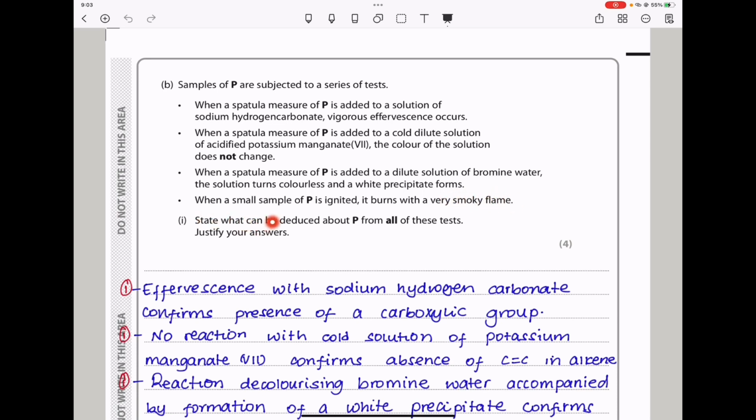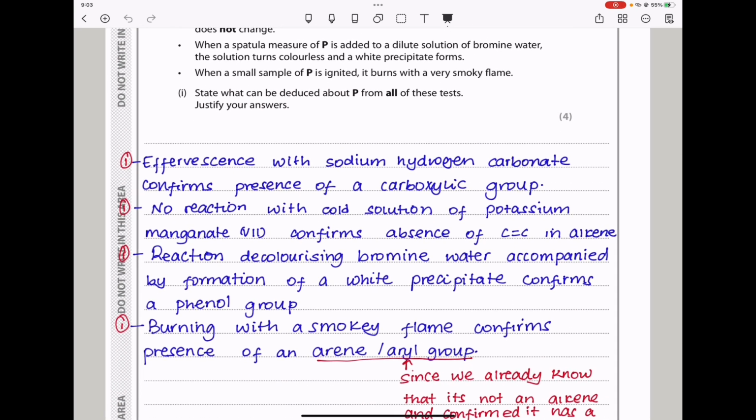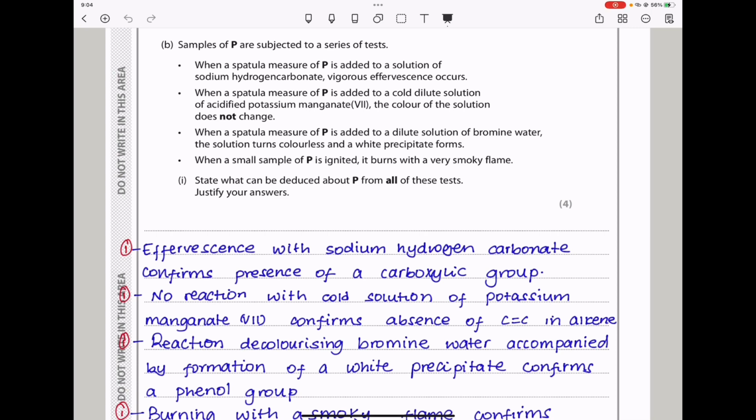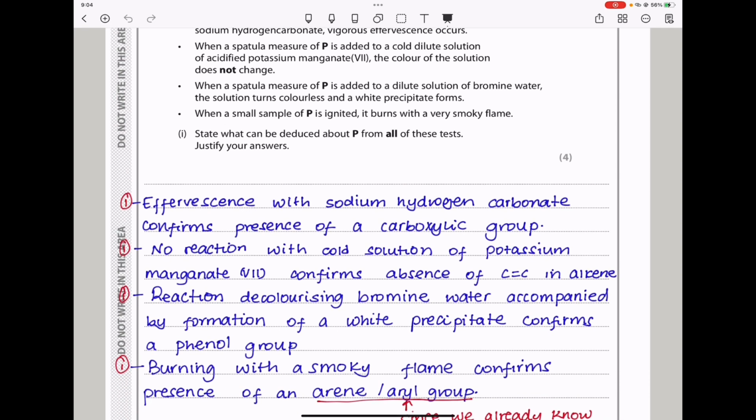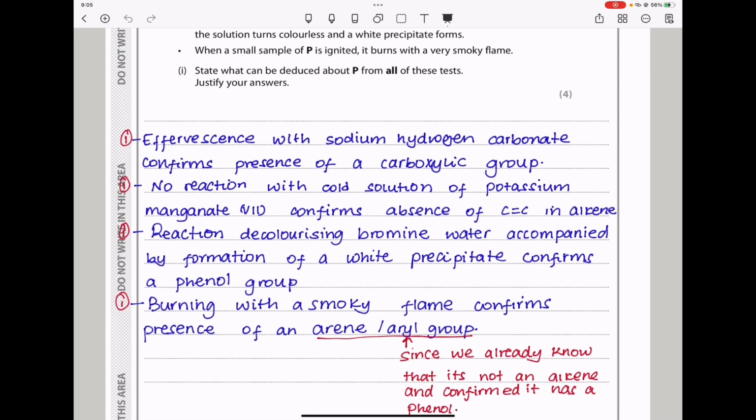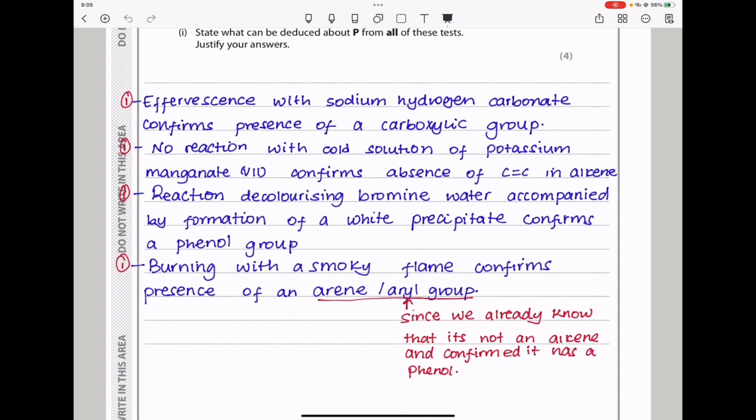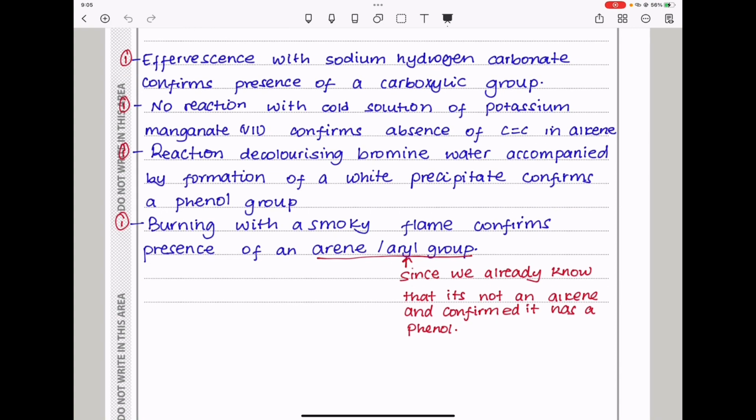They say state what could be deduced about P from all these tests and justify. So here I said, effervescence with sodium hydrogen carbonate confirms presence of a carboxylic group. No reaction with cold solution of potassium manganate(VII) confirms absence of a carbon-carbon double bond in an alkene. And then reaction decolorizing bromine water accompanied by the formation of a white precipitate confirms a phenol group. Then burning with a smoky flame confirms presence of an aryl group because it's highly unsaturated.